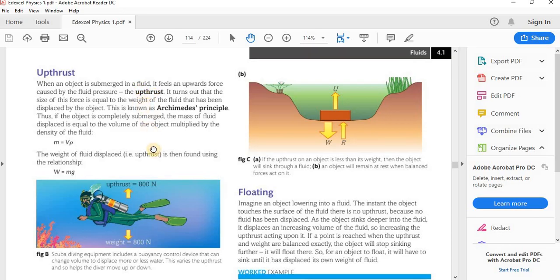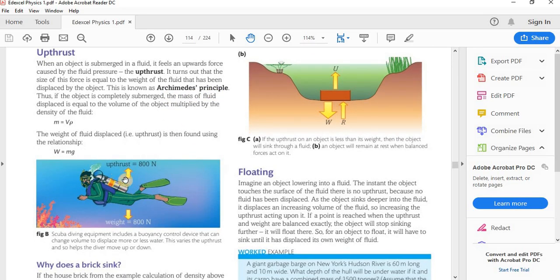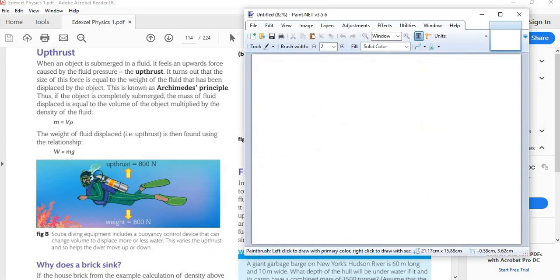You have to know that upthrust is the weight of fluid displaced, and this is known as the Archimedes principle. It turns out that the size of this force, which is upthrust, is equal to the weight of fluid that has been displaced by the object. This is known as Archimedes principle. And the upthrust is due to the pressure differences at the top surface and at the bottom surface. Now, in a liquid, pressure increases with depth. We have the formula for pressure in liquids. Pressure equals rho g h. Let me write that.